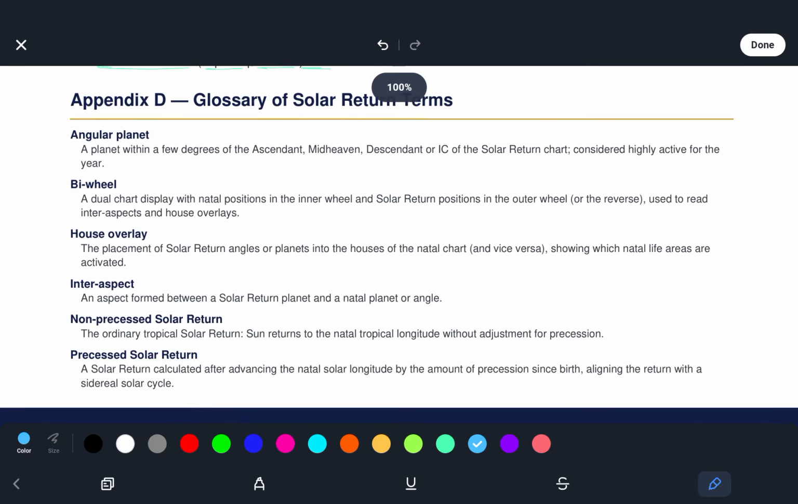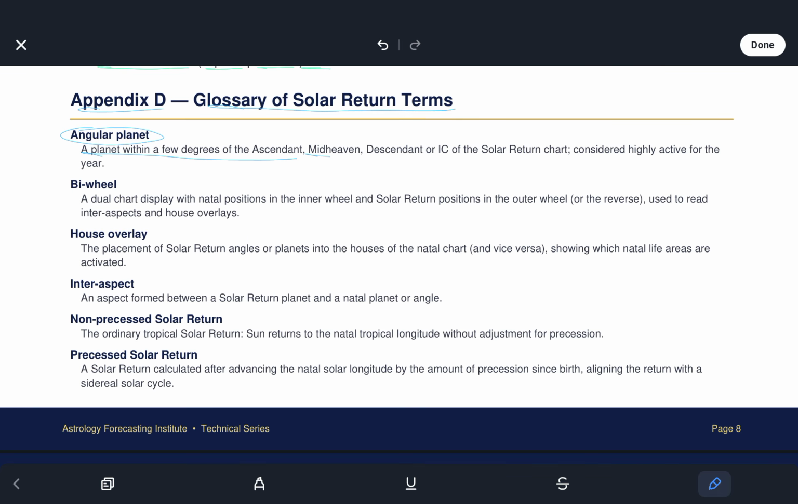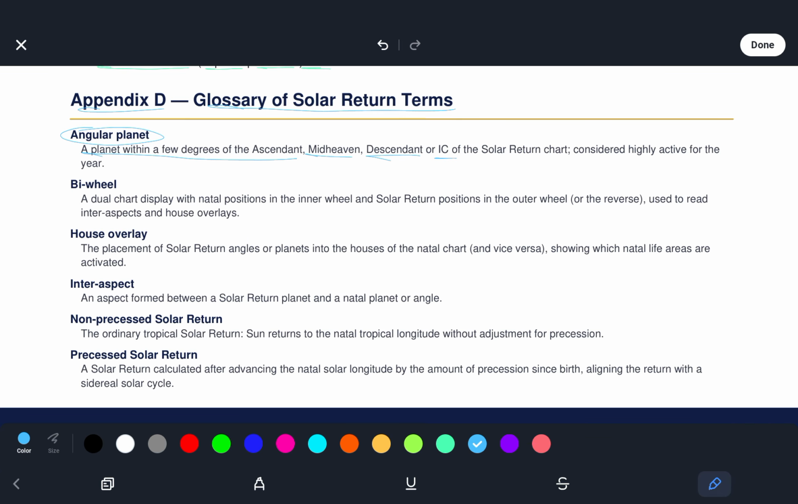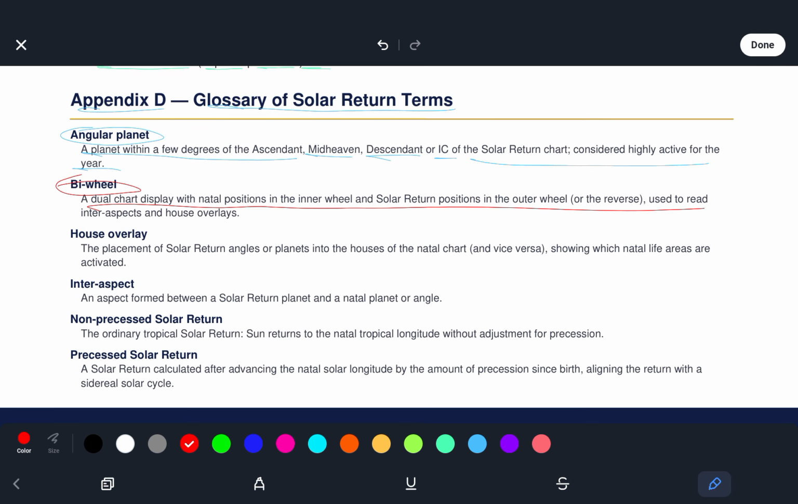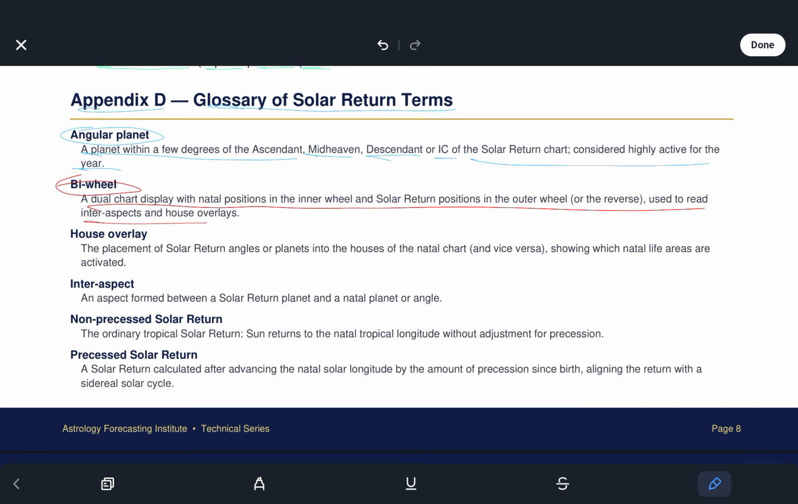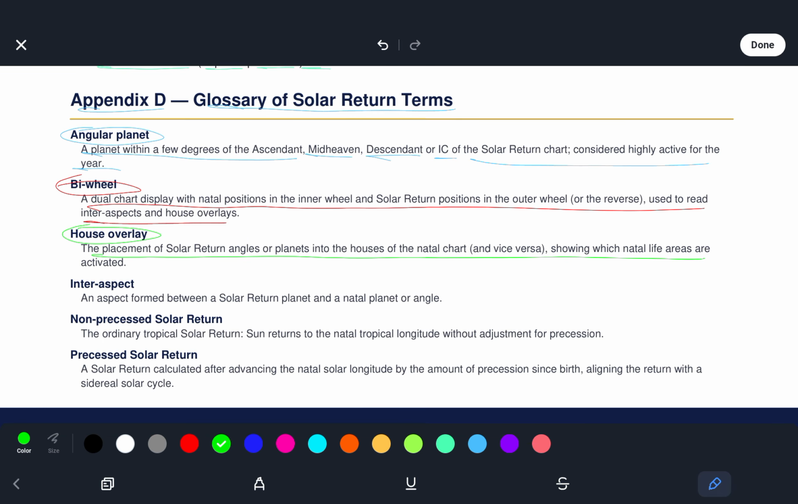And we have Appendix D, glossary of SR terms. Angular planet is a planet within a few degrees of the ascendant, midheaven, descendant, or IC of the SR chart, considered highly active for the year. Biwheel, a chart display with natal positions in the inner wheel and SR positions in the outer wheel, or reversed, used to read interaspects and house overlays. House overlay, the placement of SR angles or planets into the houses of the natal chart and vice versa, showing which natal life areas are activated.